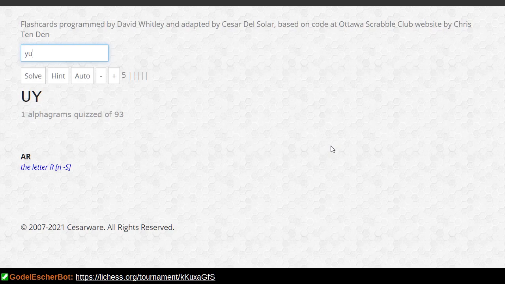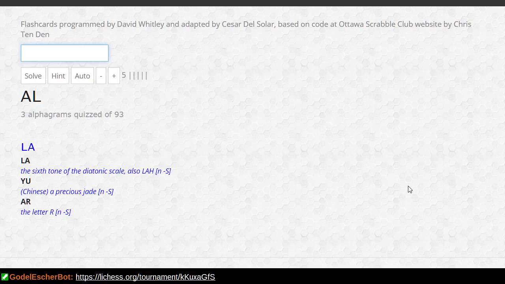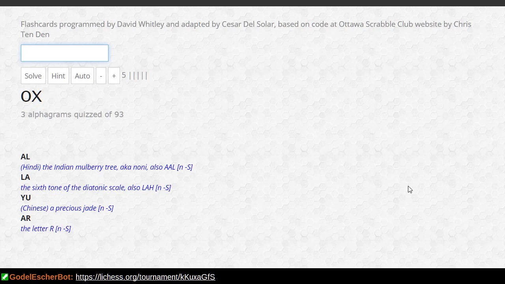It's got to be YU, right? Yep. Now, unlike the other exercise, this won't reveal how many two-letter words there are. I know that la is a word, the sixth tone of the diatonic scale. But how about L? What does L mean? The Indian mulberry tree. Or al.